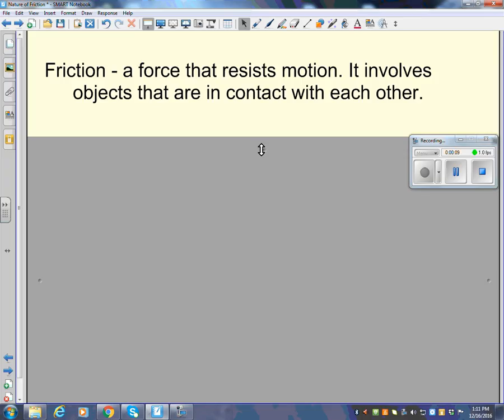All right, let's talk about friction. So what is friction? Well, it is a force. Most of the stuff you already know. I'm just formalizing it, and I'm introducing you to a new concept as well. Friction is a force that resists motion. It involves objects that are in contact with each other.